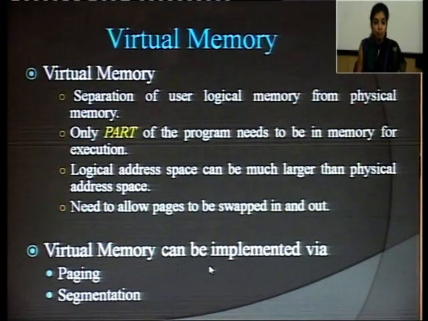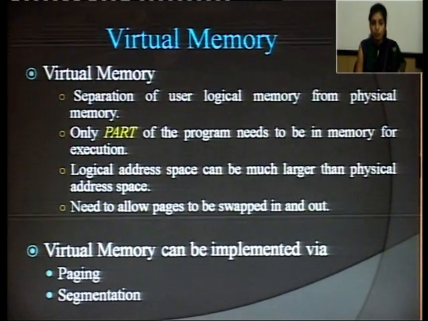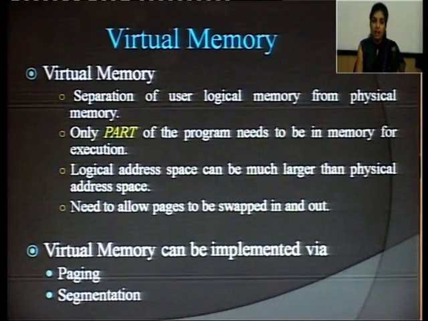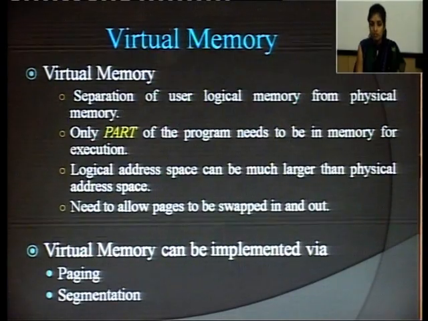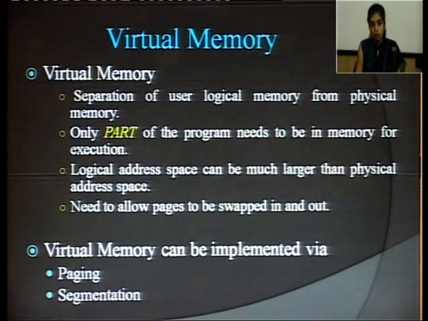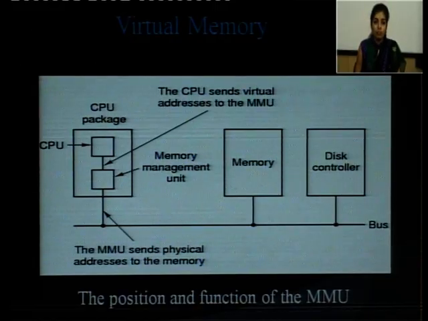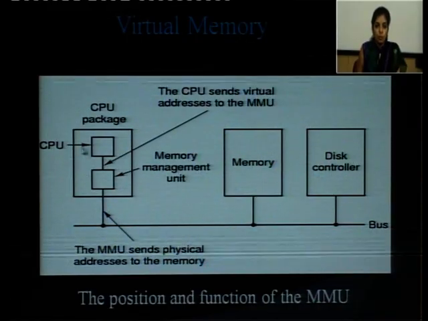Virtual memory can be implemented by paging and segmentation, and virtual memory is generated by the CPU. This memory is implemented via paging and segmentation, because when the CPU requests or demands a page, these two methods are used to swap the page in and out of the main memory. In virtual memory, here is a CPU, and here are the memory and disk controller. The CPU sends a virtual address to the main memory unit.